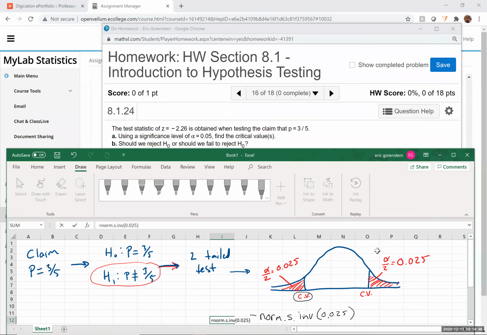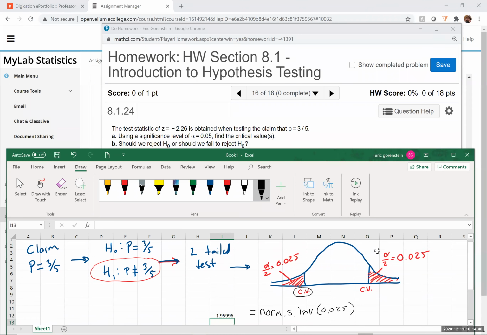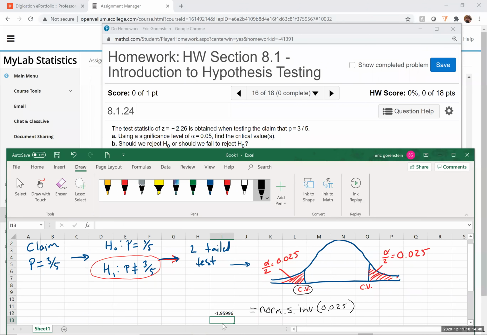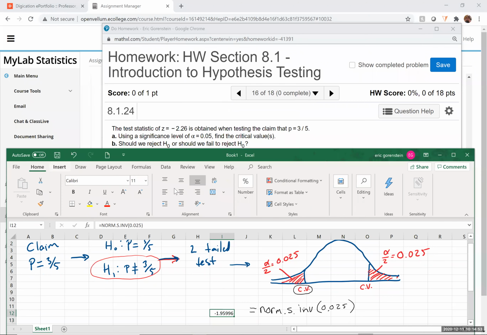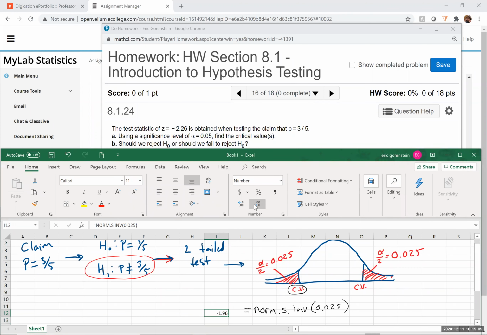NORM.S.INV. So that's if you know the area to the left of a z-score and you're looking for the z-score, this is the function you use. And yeah, 1.96. Well, if we round it to 2 places, this is the same 1.96 we saw in chapter 7. So this one's negative because it's on the negative side, and the other one would be positive 1.96.